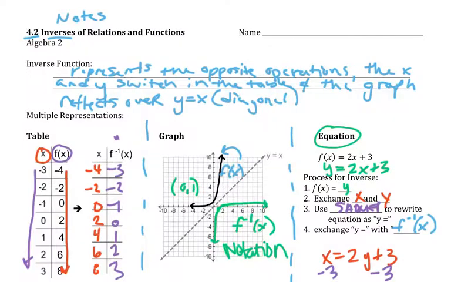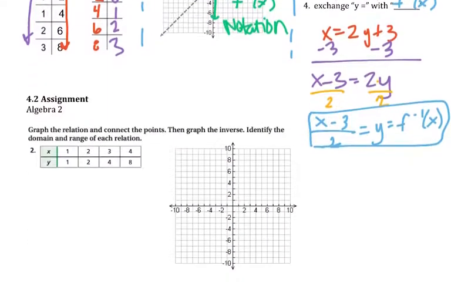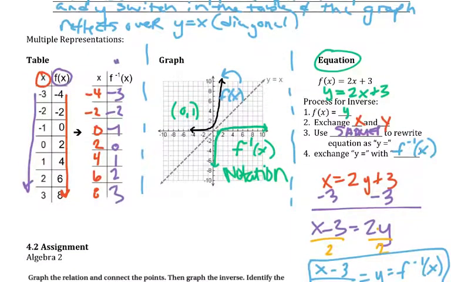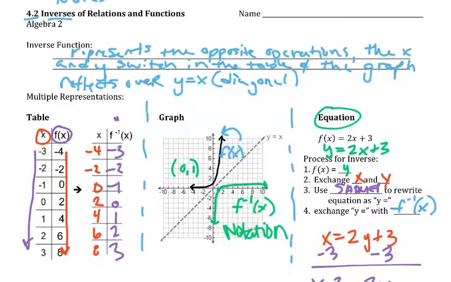So that's the basics, and so in your assignment you're going to do a few of these to kind of practice these 3 techniques of tables, graphs, and equations and making them into inverses.